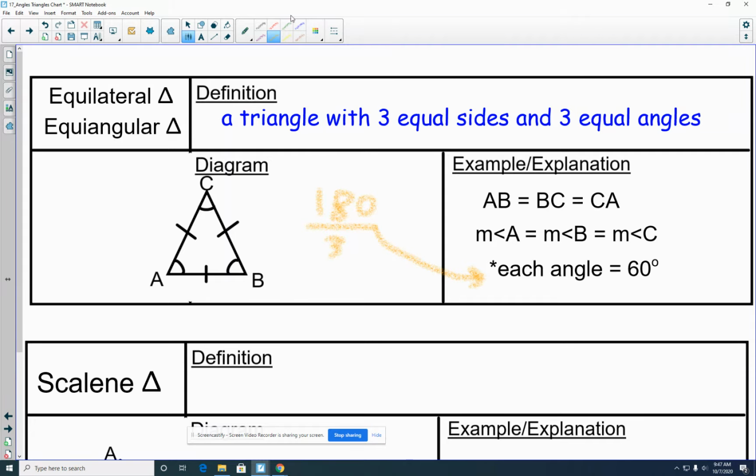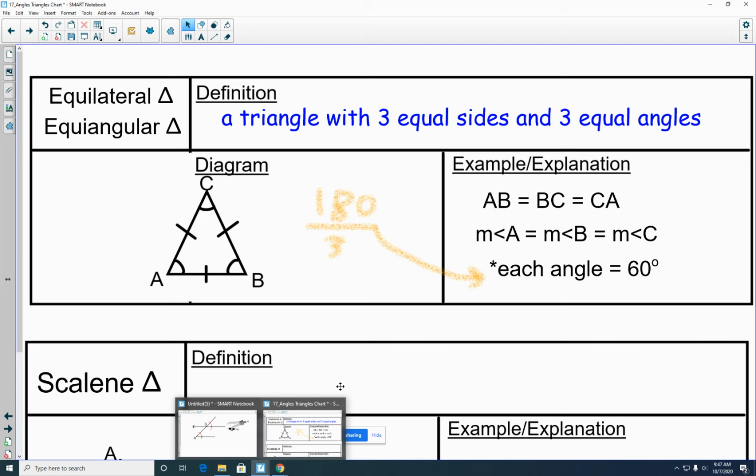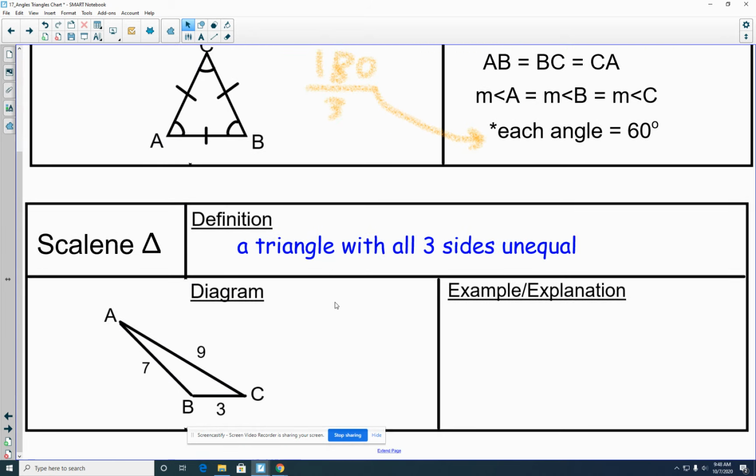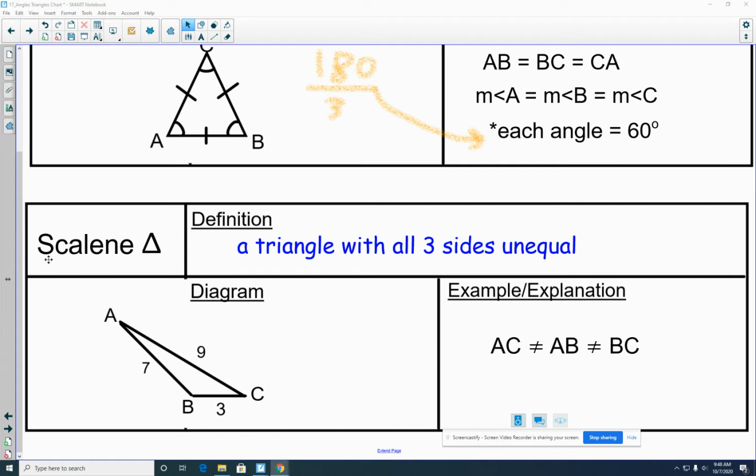Okay, now a scalene triangle. I don't know if you remember, but a scalene triangle is a triangle with 3 unequal sides. If there's 3 unequal sides, there are also 3 unequal angles. So here you can see that given these lengths of 3, 7, and 9, they're all unequal, therefore it's a scalene triangle. This is how you classify triangles, right? Scalene, isosceles, equilateral, equiangular. These are classifications.